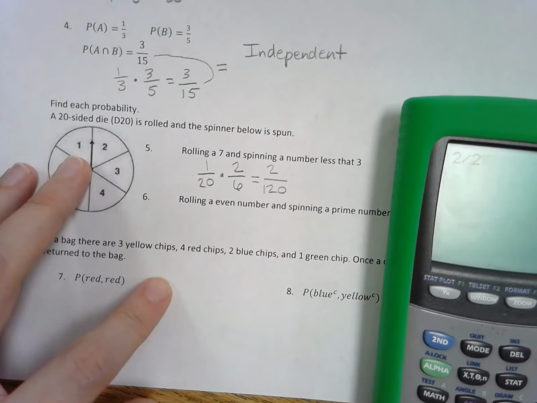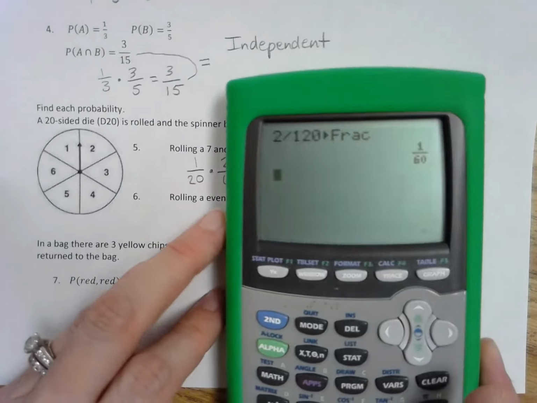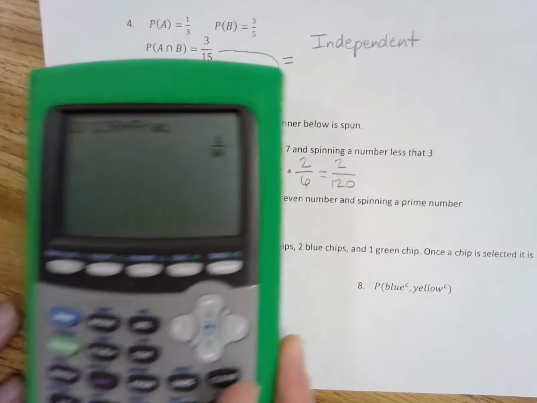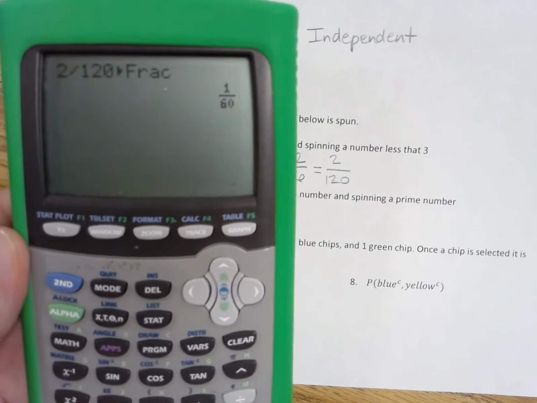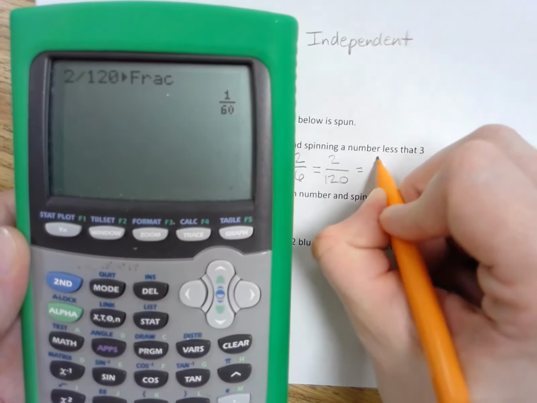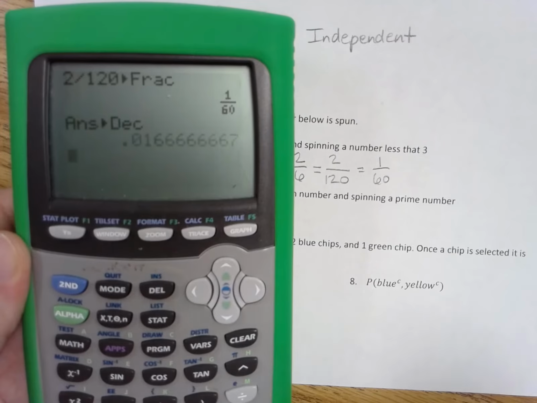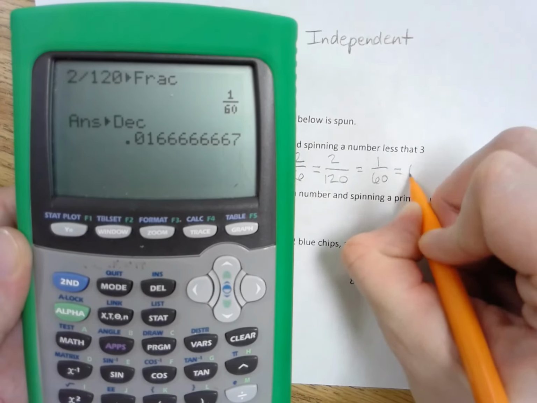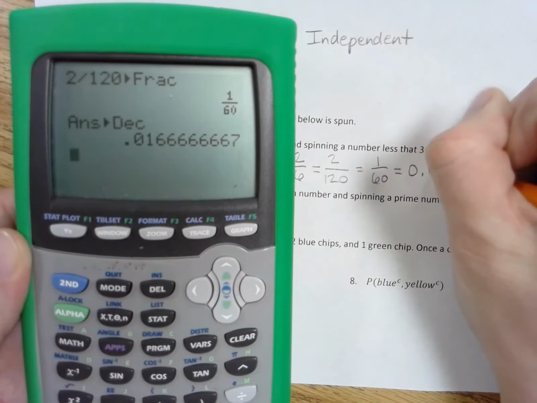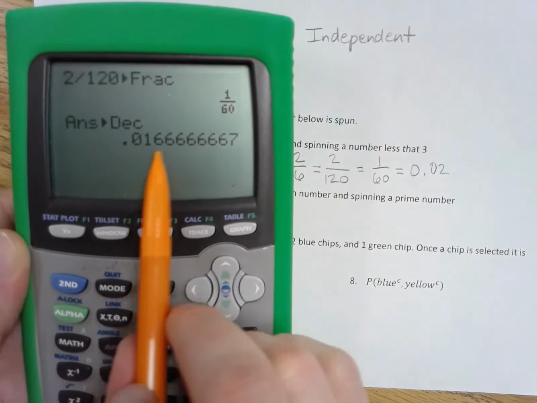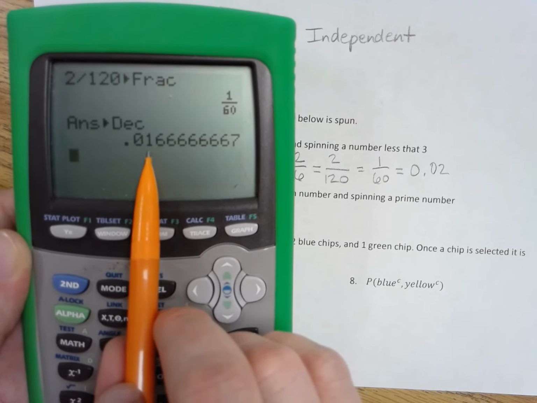So 2 out of 120, if you hit math, fraction, that will reduce it for you. Let me get it so you can see. There we go. So with math fraction, it reduces it for you. And then you can hit math decimal to round it to the nearest hundredths. That'd be 2 decimal places, so it would be 0.2. Because the number behind that 1, the 6, makes it round up, so 0.2.